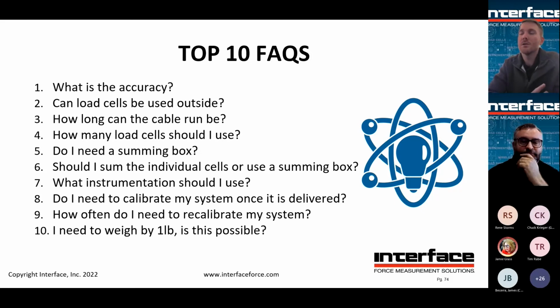I need to weigh by 1 pound. Is this possible? Again, it depends. Like I said before, 20,000 divisions is a good rule of thumb. So if your capacity is above 20,000 pounds, you may not be able to achieve that 1 pound resolution.